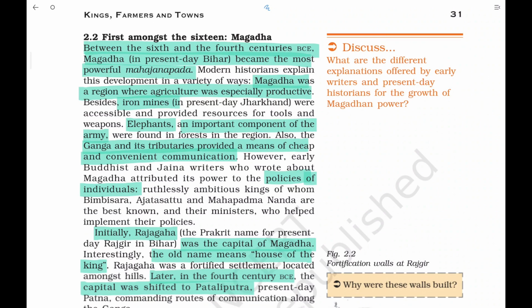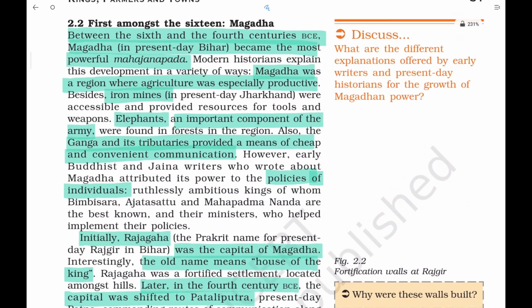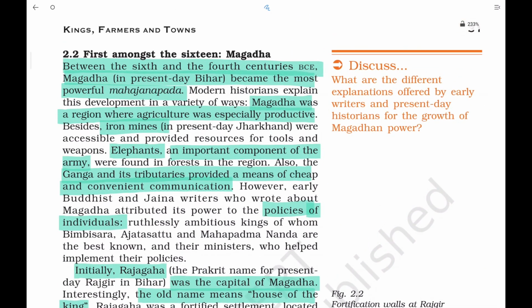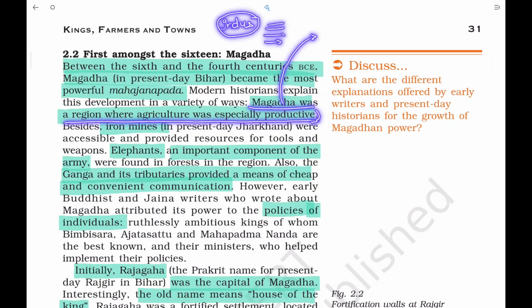Now the first among the 16, matlab the major or the strongest Mahajanpada, was the Magad. Between the 6th and the 4th century, Magad in present day Bihar became the most powerful Mahajanpad. Magad was a region where agriculture was especially productive, and why it was productive I have already told you. After the Indus Valley civilization, the people started to move east. Why did they move east? Because they had iron implements and they could clearly cut the forest.